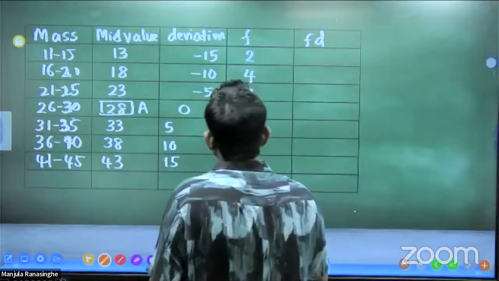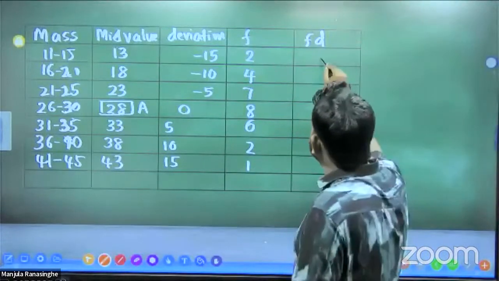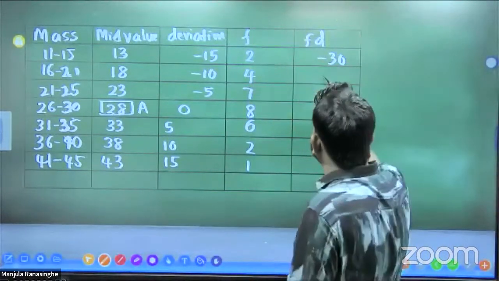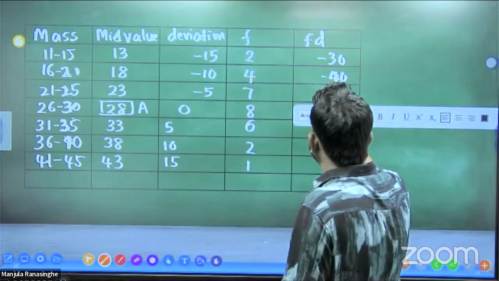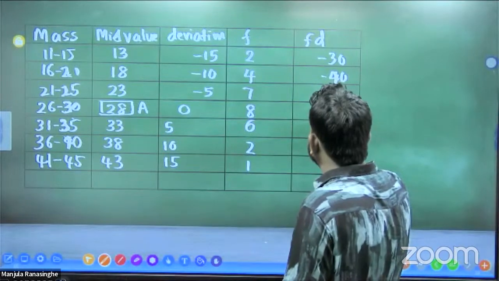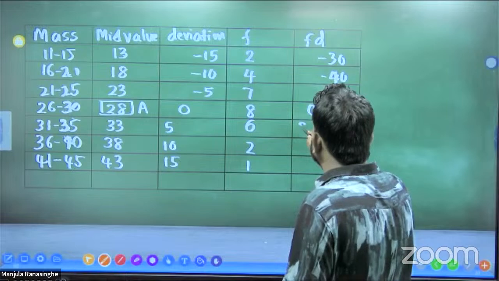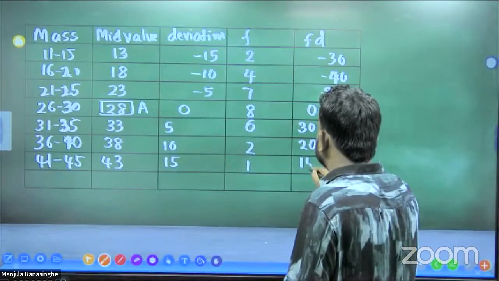Right. Now check the FD column, just multiply these two. Here becomes -30, here becomes -40, and here becomes -35, and then here 0, then here 30, then here 20, then here 15, right?